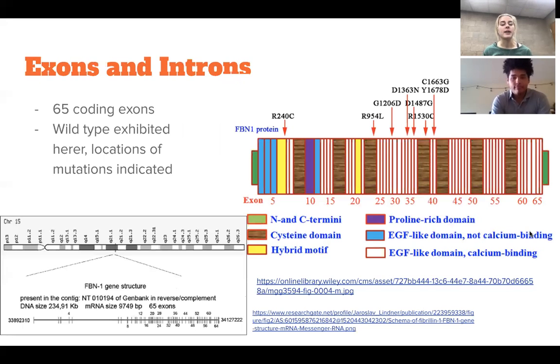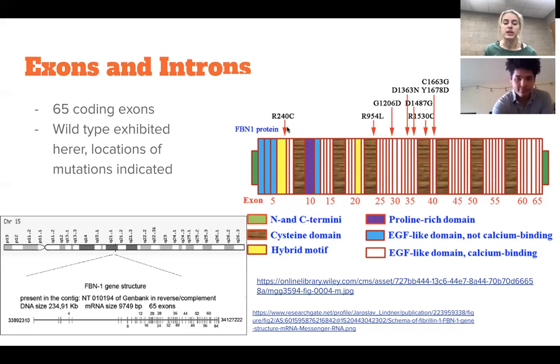So here we see the exons and introns. In FBN1, we have 65 coding exons normally. And here I have two diagrams of the wild type. The locations of the mutations are indicated. We can see on this right side image, the colorful one, all of the thick bands indicate the exons, the coding exons. And where we see these red arrows with letters and numbers are the various mutations. So again, most of them are between that 24 to 32 range right here.